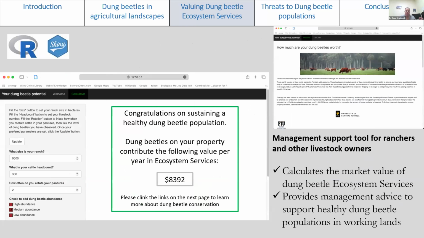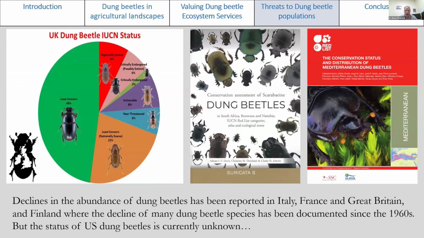So this is an example of the app that will be available once this paper is published, which ranchers can use to input the size of their ranch, how many cattle they have on their ranch, and how often they rotate their pastures, plus adding their visible dung beetle abundance on their lands. And we think this is really needed because we don't actually know the conservation status of the dung beetles that we have here in the US.